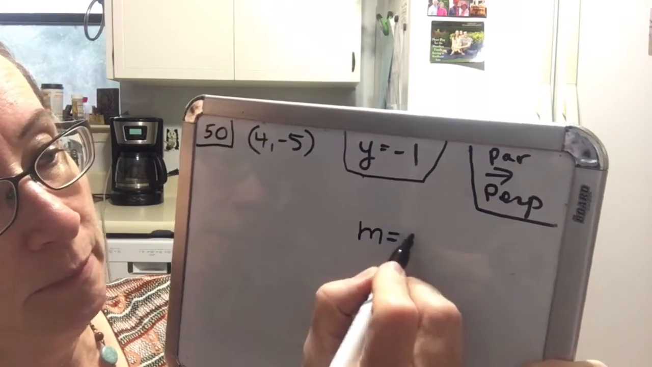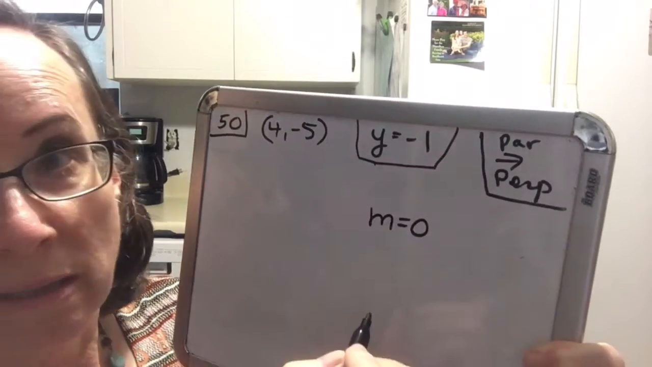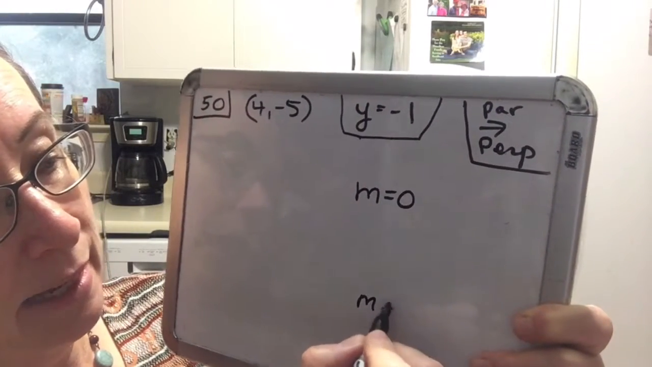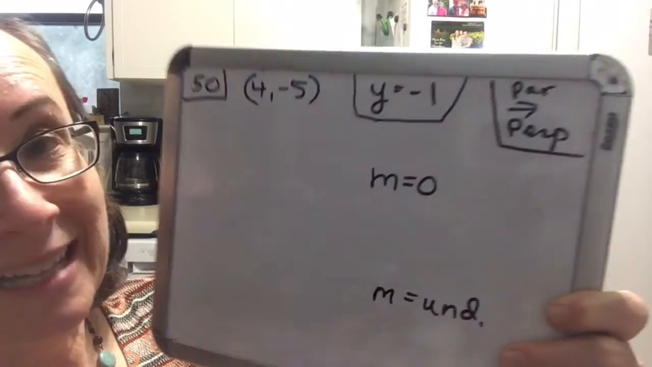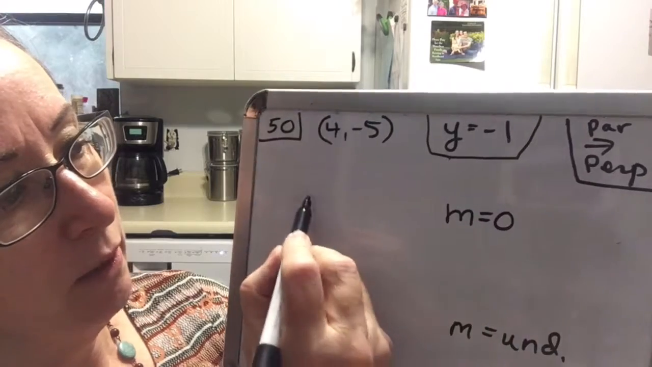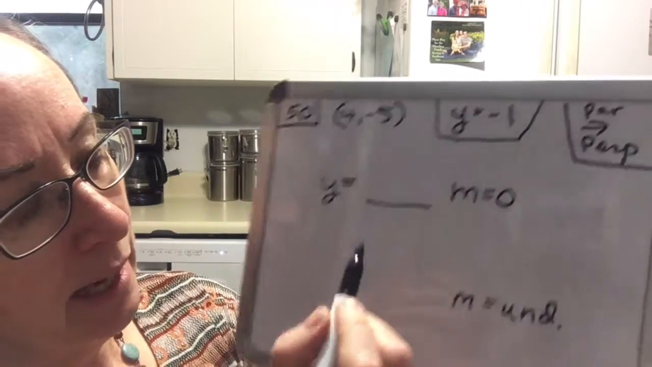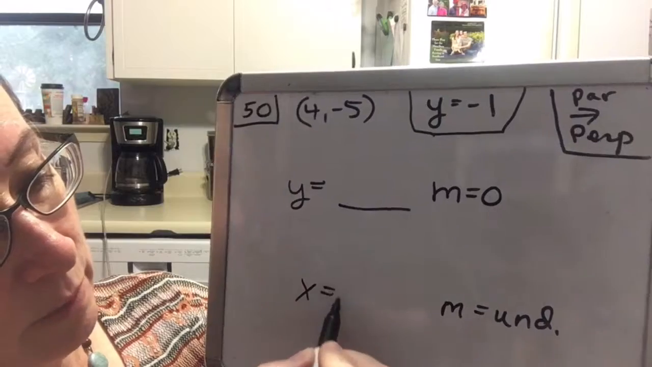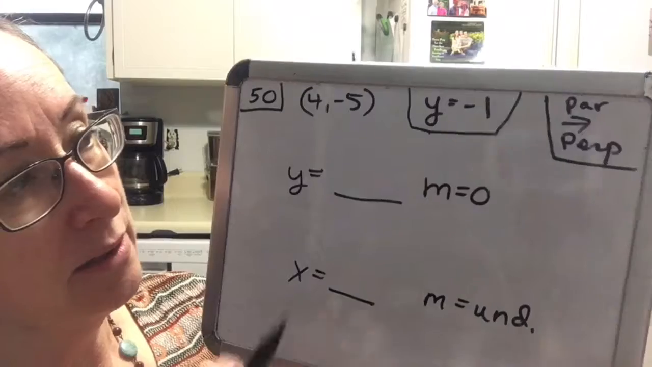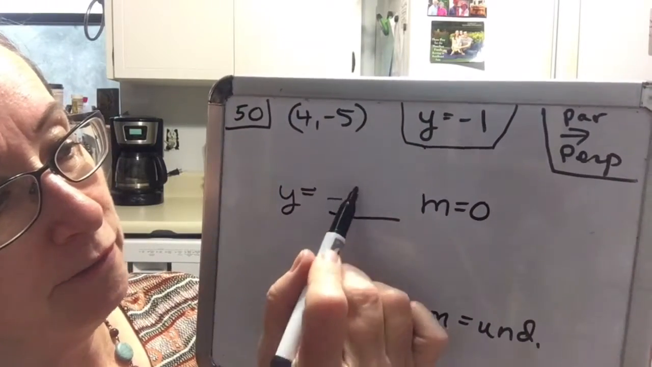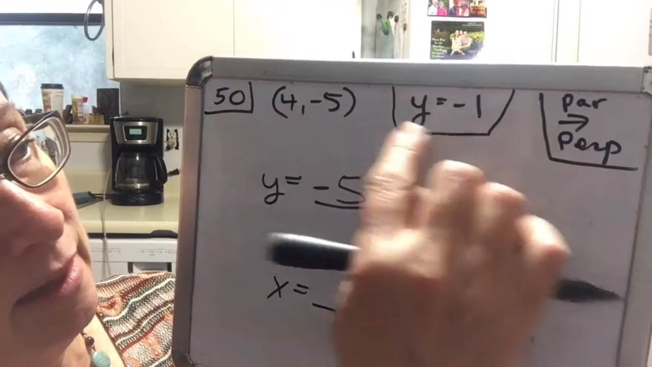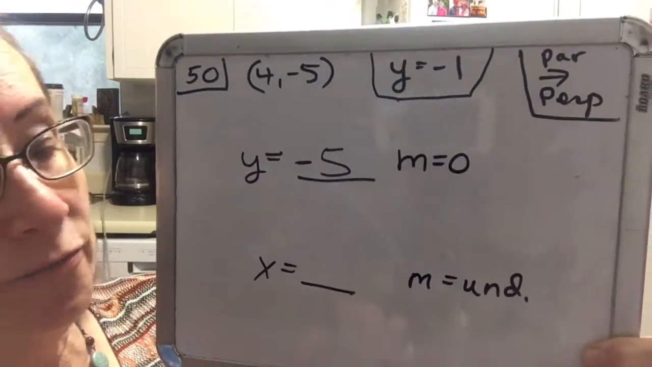So the slope is 0, and we want a vertical line to be its perpendicular, and the slope would be undefined. Okay, so because of that, and because we know it's a y line and an x line, this one is going to be y equals something, and this one is going to be x equals something. All we have to do is look at our point. So we're going to get the y value, -5, and the equation of the line that is parallel to this line through this point is y = -5.